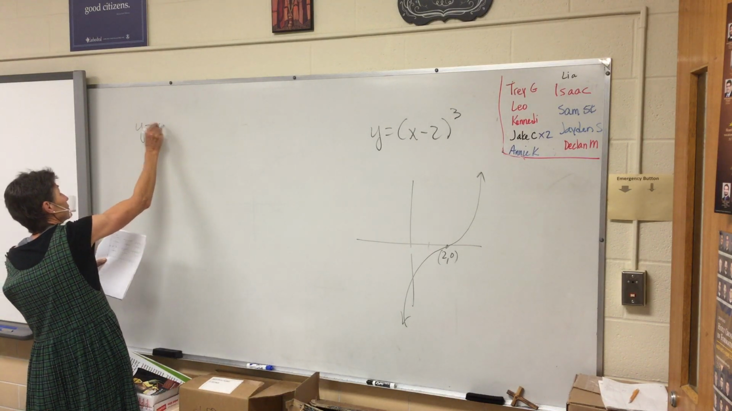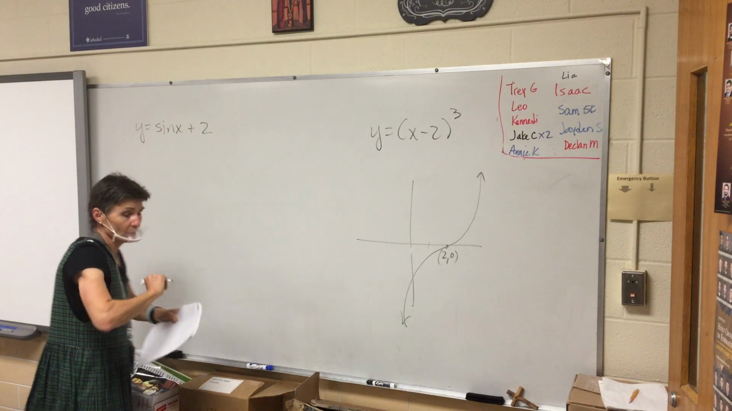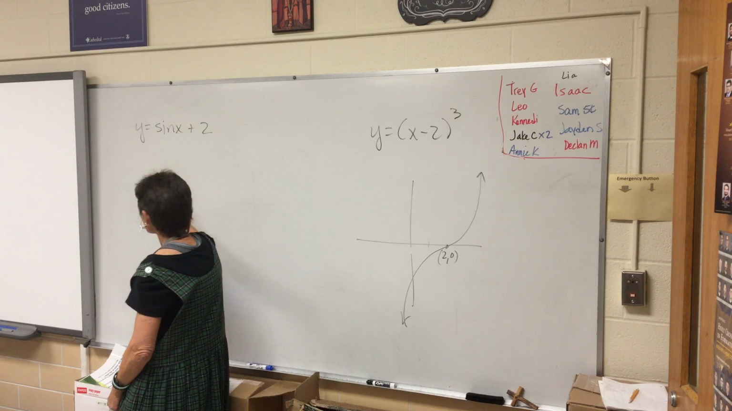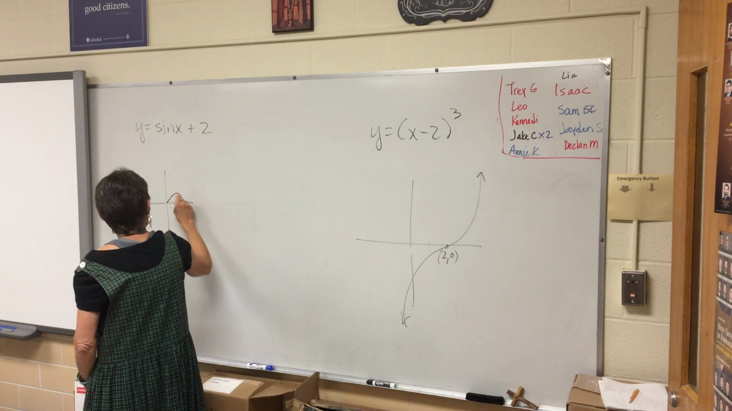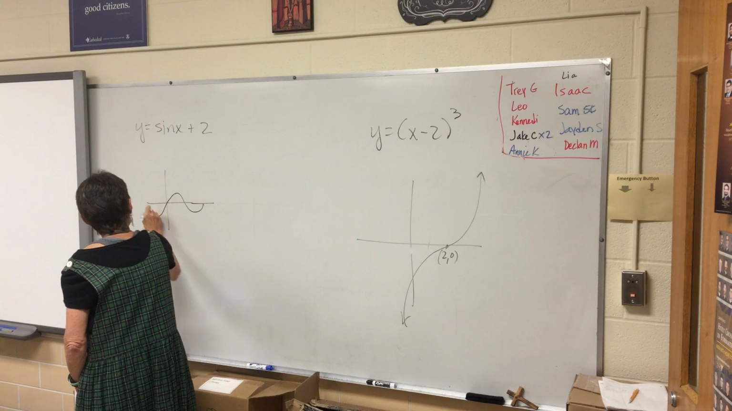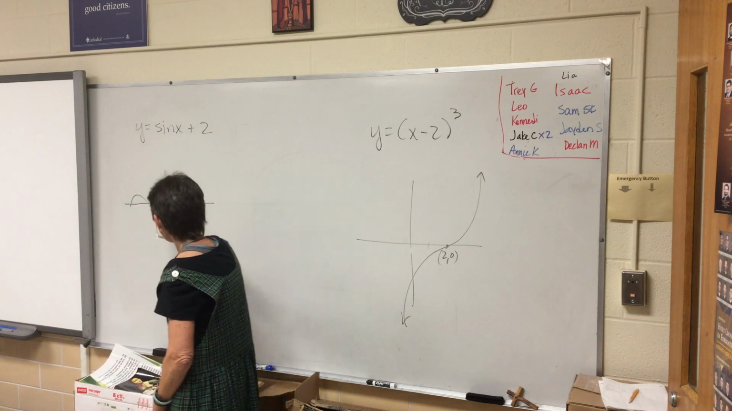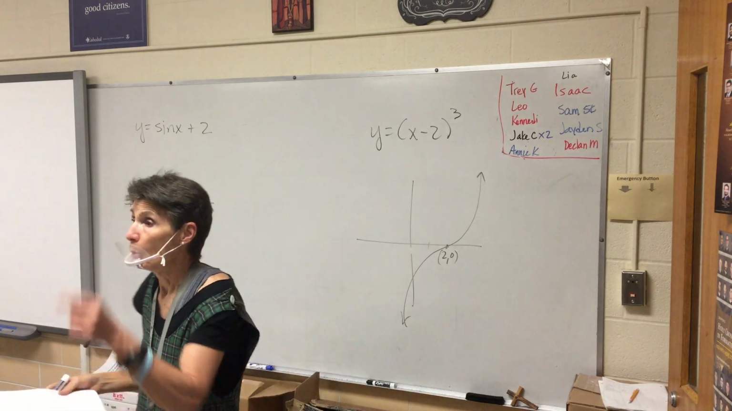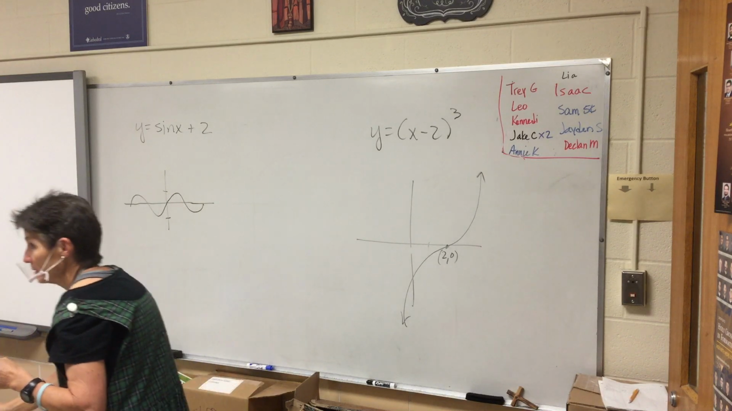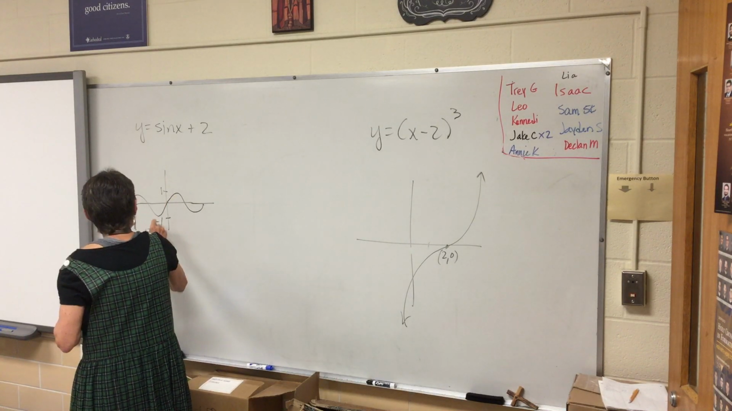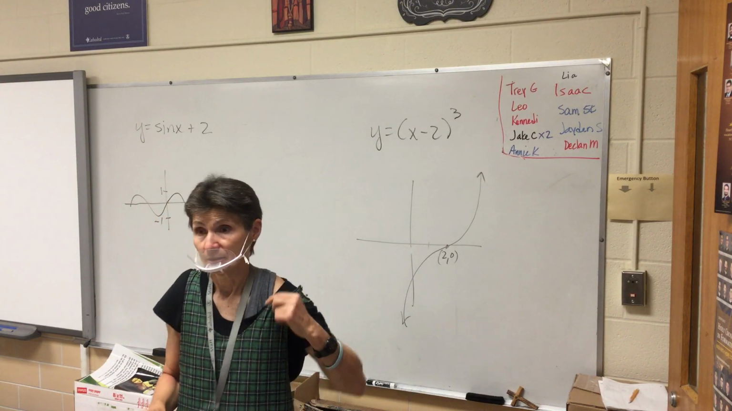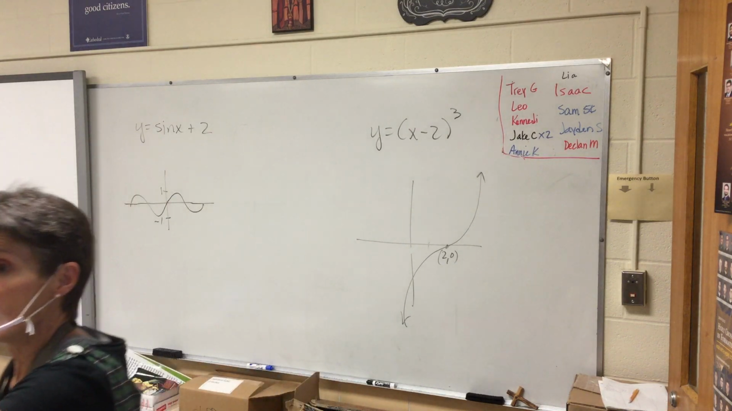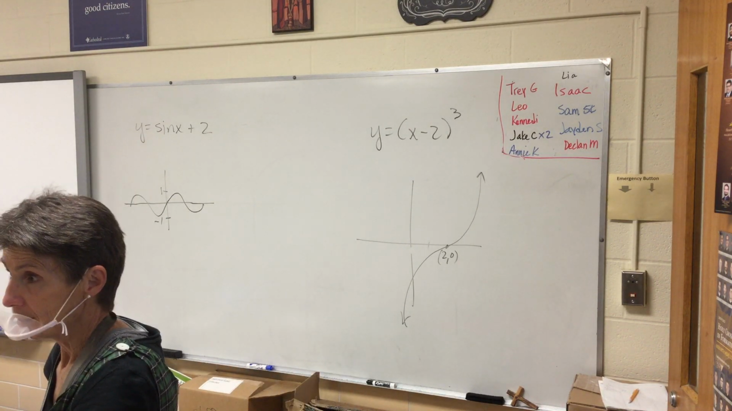Sine x plus 2. Now, this is where it becomes really important for you to remember that the original sine is oscillating back and forth between what? What is its high point and its low point? 1 and -1. So the basic curve has an amplitude, that's the word we use for that, of 1. It goes up 1 and down 1, okay?